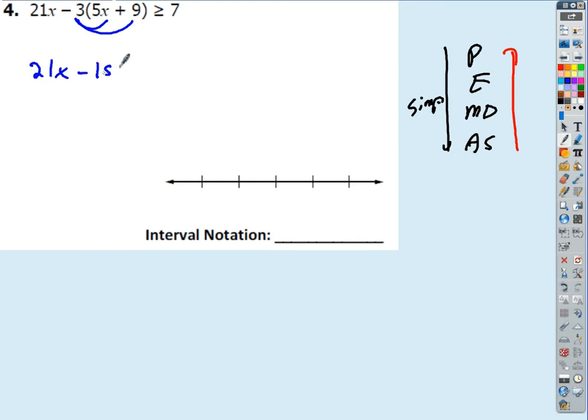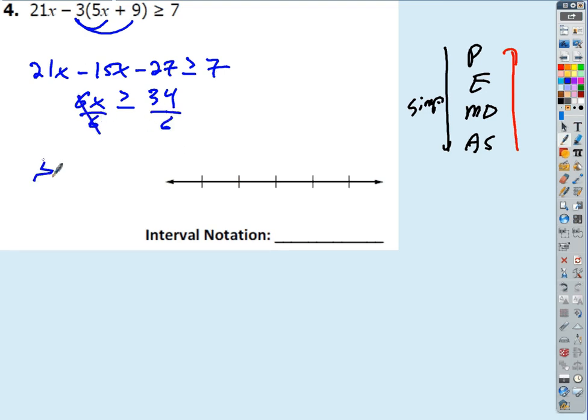Negative 15 minus 27. Okay? And then, let's see, we end up with, what, 6x. If I add the 27 to the other side, 34, good. I never had to flip the inequality sign because I never multiplied or divided by a negative, right? So last step, divide by +6, so once again, I don't flip anything.